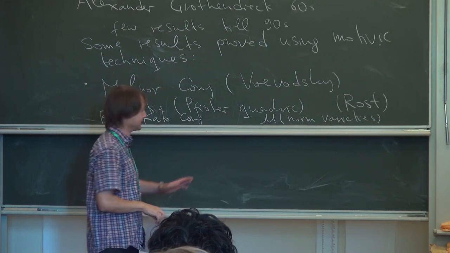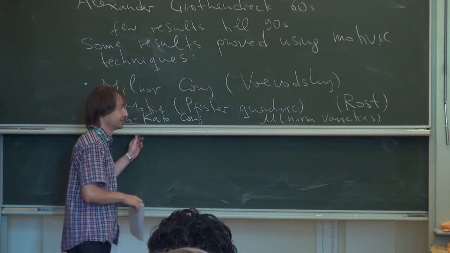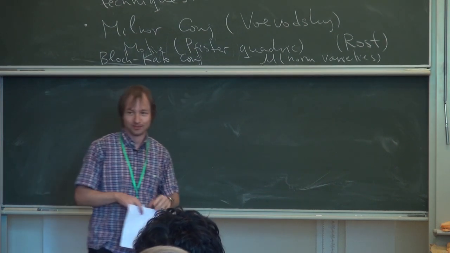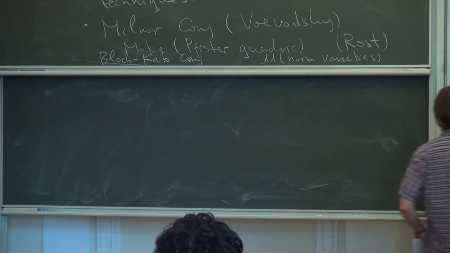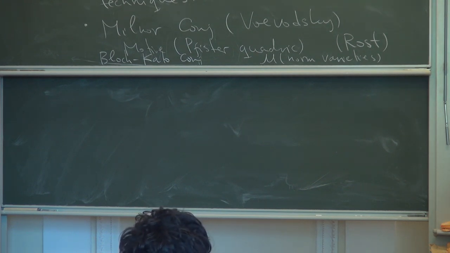Well, actually, just a remark: a Pfister quadric is not a norm variety, but it's almost. From this point of view, there is not much difference. Well, this is probably the most celebrated result, but there are others.